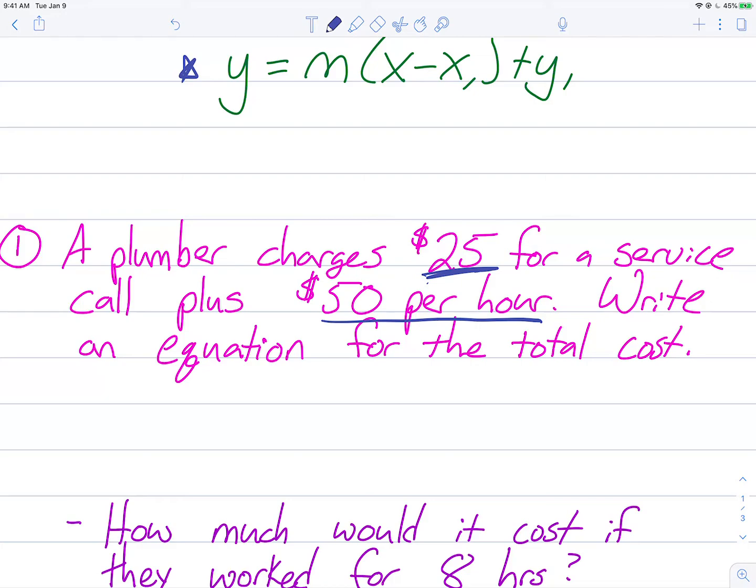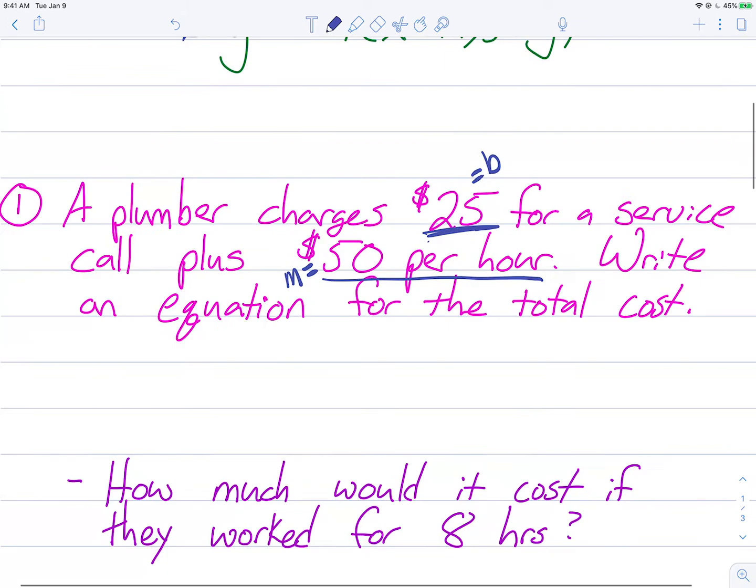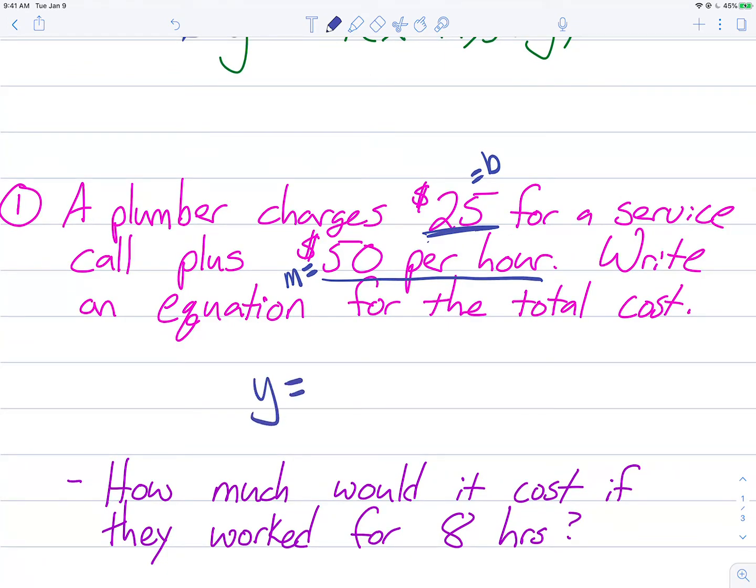So the service charge of $25 is a one-time cost. They show up to your house, no time has passed, you owe them $25. However, after each hour, you owe them $50, next hour $50, and so on, which means that the $50 is like our slope. It's the change. Your price is constantly increasing by $50, and 25 is your starting point or your y-intercept. So your equation for this is 50x plus 25.